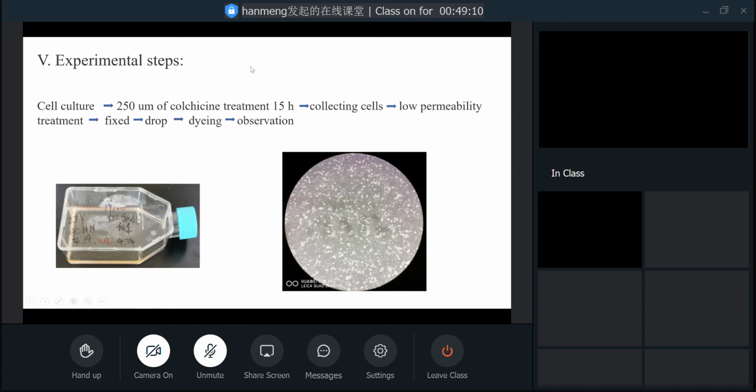In brief, the first experimental step is cell culture, as our picture shows. Then we treat the cells with colchicine for about 15 hours. Then we collect the cells, and the cells go through the low permeability treatment, then fix the chromosome, finally drop on the slide, then dye the chromosome. Then we use the microscope to observe the chromosome.